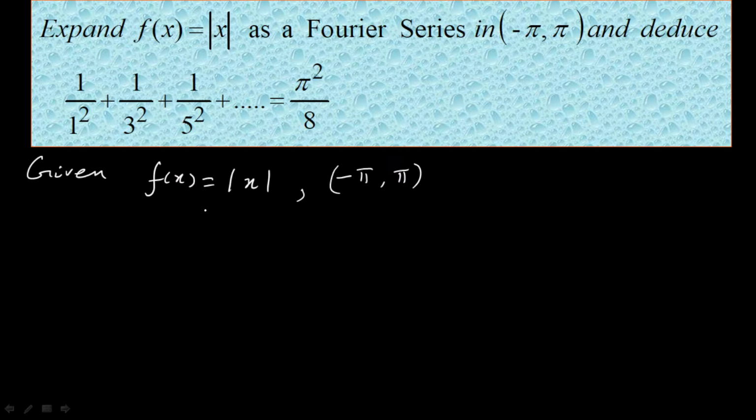As I told you already, whenever you write the function, you have to write the function along with the interval; that is a must. Because the case of odd and even function arises only for the two intervals of type minus pi comma pi and minus l comma l, and the case of odd and even function doesn't hold for the intervals of the type 0 comma 2 pi and 0 comma 2l.